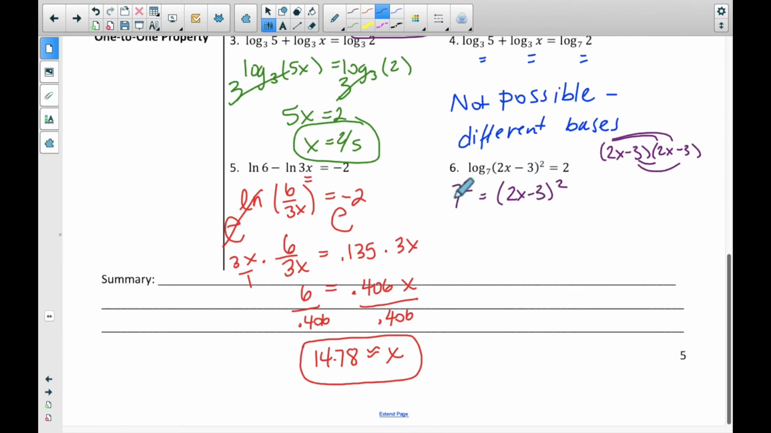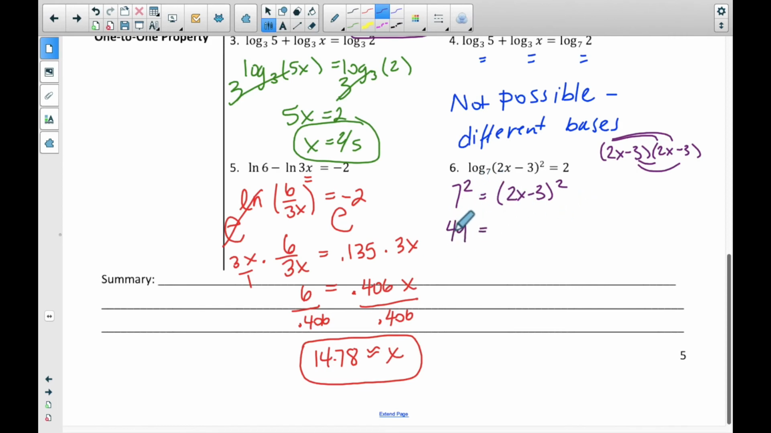You could just set this 7 equal to 2x minus 3, kind of like the one-to-one property. Like if this is second power and this is second power and they're equal to each other, we should just be able to set 7 is equal to 2x minus 3. And that does work. And you will get the right answer. I'm going to take the long way so that you can see a situation that might arise, because it won't always be that obvious. So I just want to show you how this is going to work.